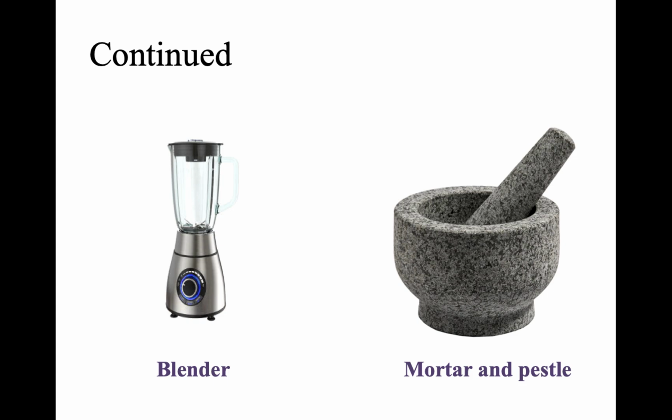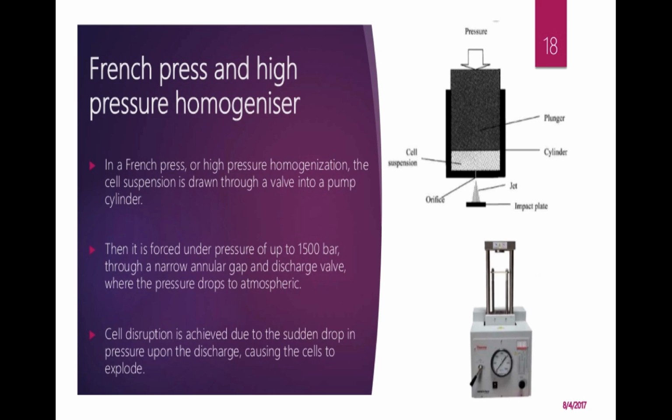This blender can be used on mammalian tissues or plant tissues to lyse the cells, after which the cell debris or tissue debris can be removed with the help of centrifugation. The mortar and pestle is also used for the lysis of fungal samples or plant samples, along with suitable abrasives such as sand or alumina.